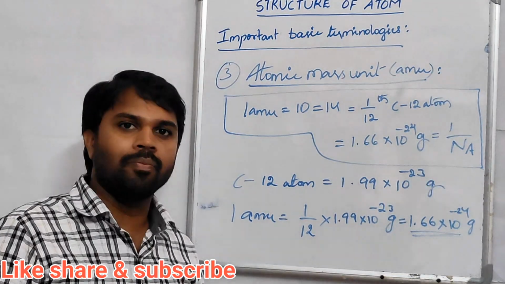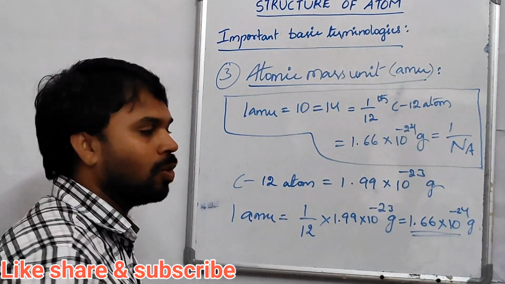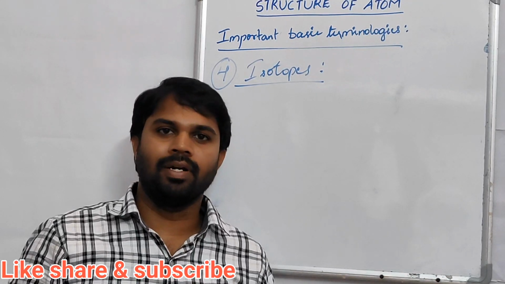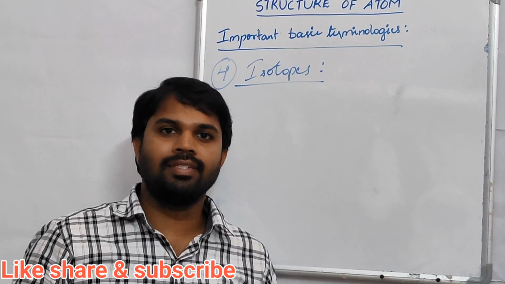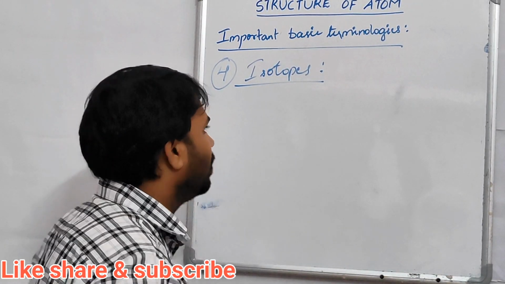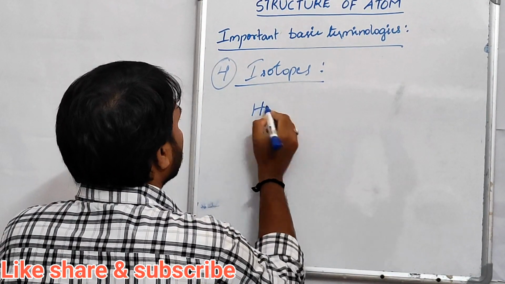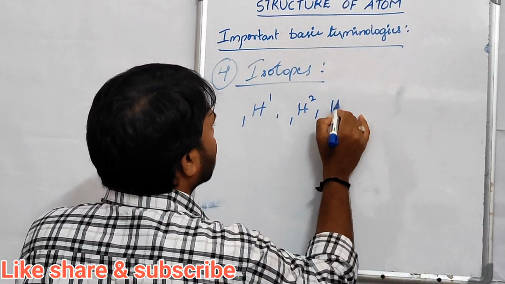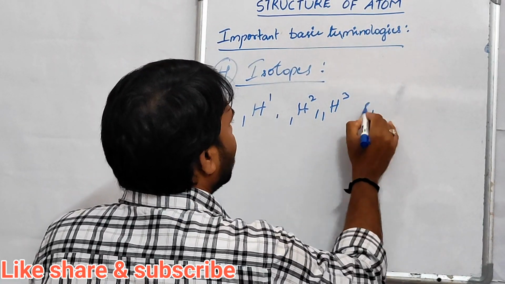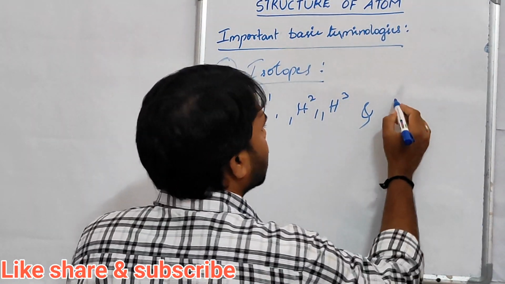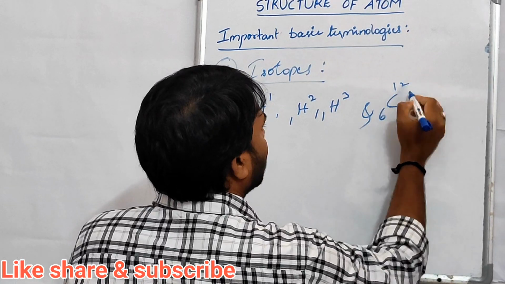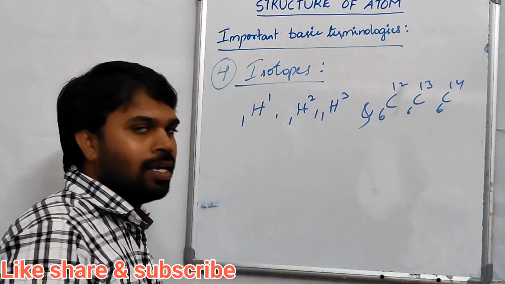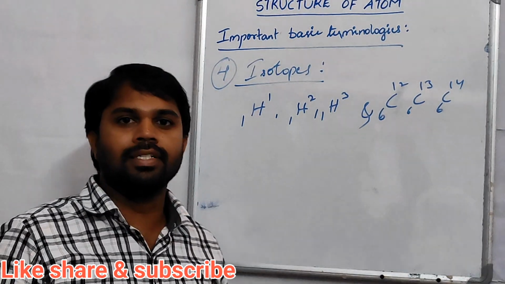Now come to one more important terminology, that is isotopes. Atoms of the same element having the same atomic number and different mass number, we call them isotopes. For example, hydrogen has 3 isotopes: protium, deuterium, tritium. And carbon has 3 isotopes: carbon-12, carbon-13, carbon-14. These are the isotopic forms of these elements.